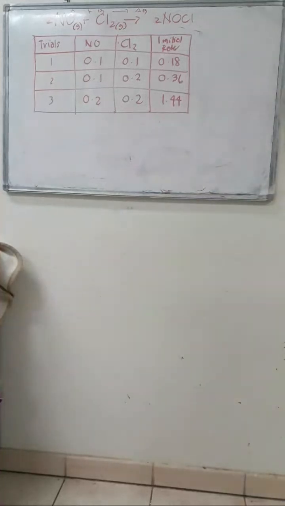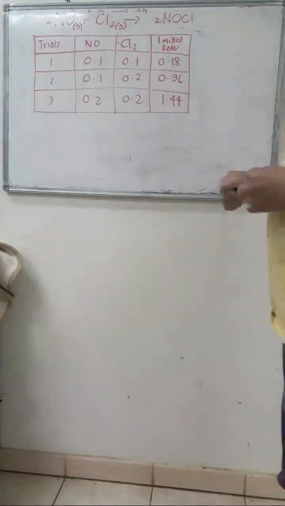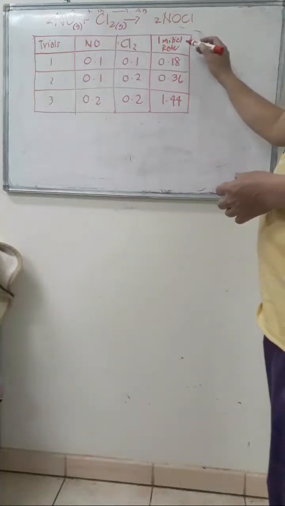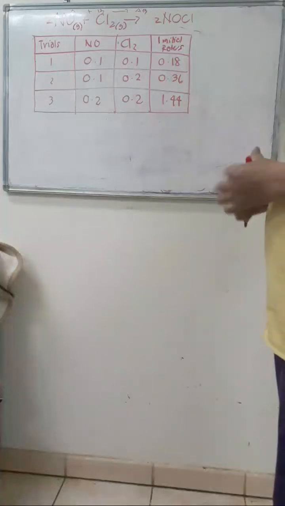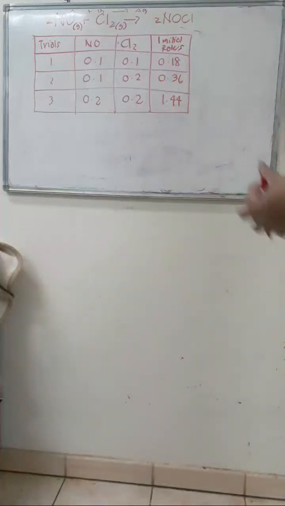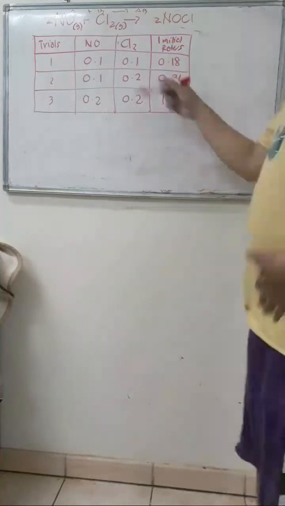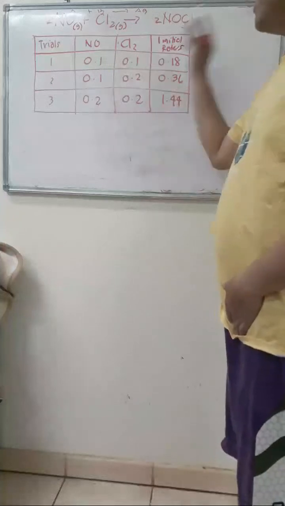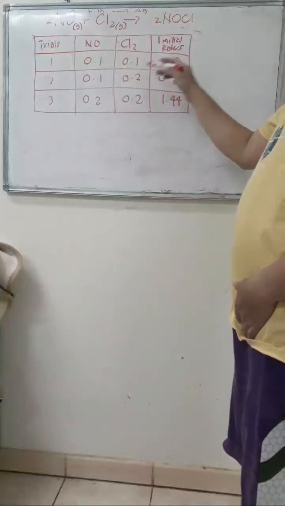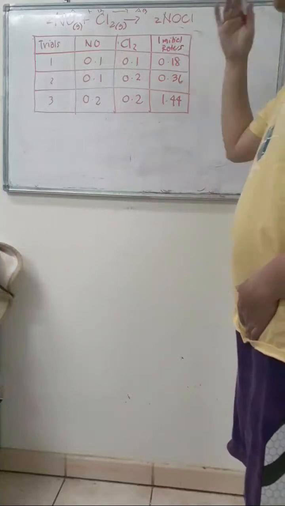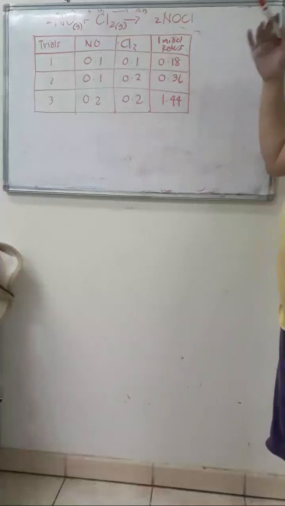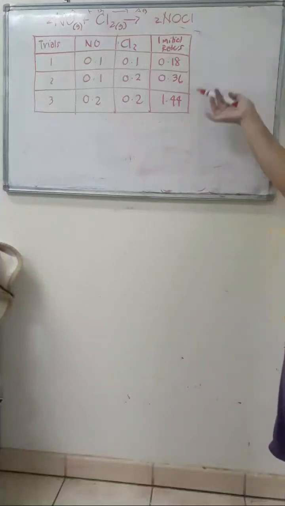Now, we have trials. We have an experiment of our concentrations of NO, chlorine gas, and our corresponding initial rates. We have trial 1, trial 2, trial 3. In our NO: trial 1 is 0.1, trial 2 is 0.1 also, and trial 3 is 0.2. In our chlorine gas: trial 1 is 0.1, trial 2 is 0.2, trial 3 is 0.2. And in our initial rate: trial 1 is 0.18, trial 2 is 0.36, and trial 3 is 1.34.